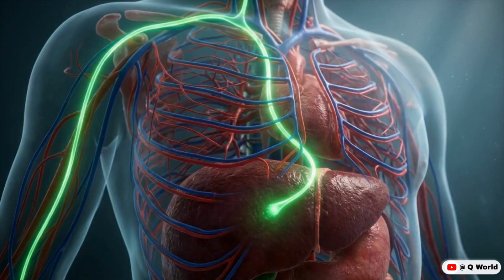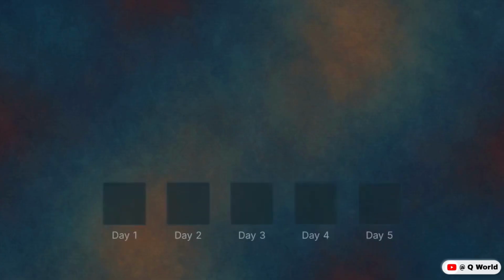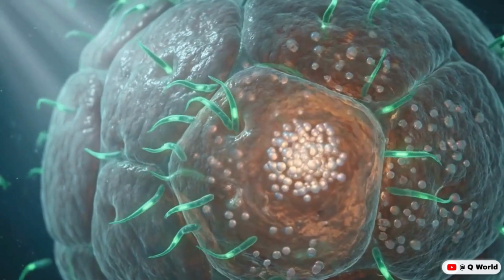Regardless of the species, the initial target isn't the bloodstream; it travels directly to the liver. Because different species behave differently once they reach the hepatic tissue, identifying the exact variant on day 1 tells the clinician exactly where the parasite will hide and when it will strike next. This initial phase is the pre-erythrocytic stage.